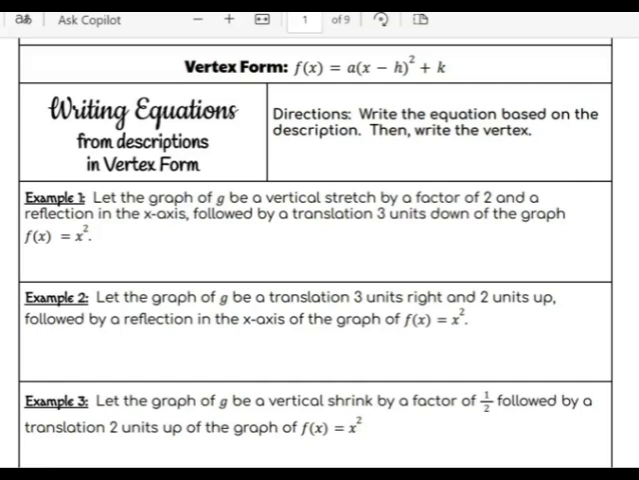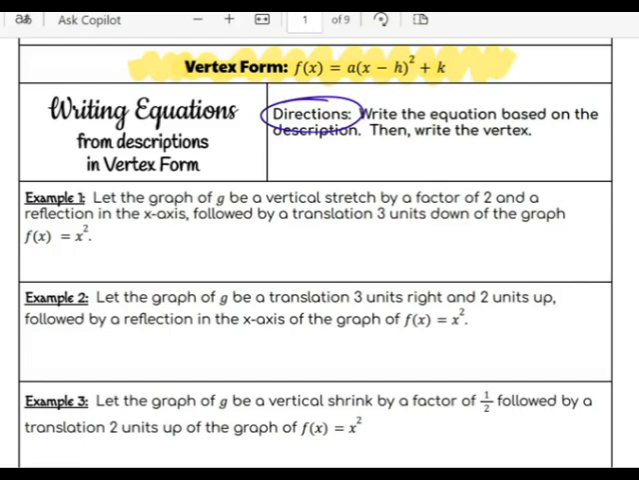In this video, I'm going to show you how to write equations from descriptions, and I'm going to be writing them in vertex form. Directions. Write the equation based on the description. Then I'd like you to write the vertex.